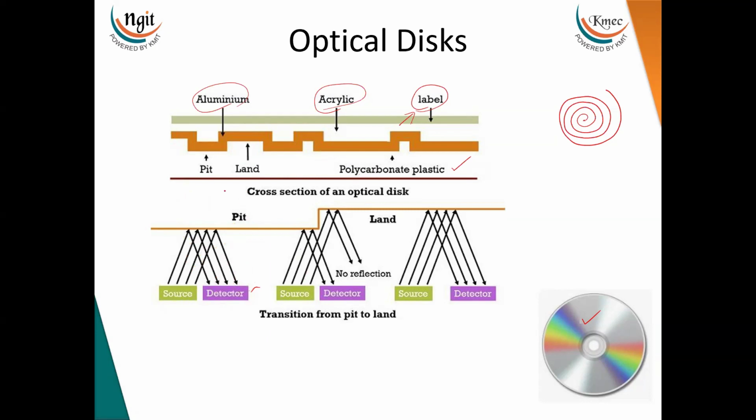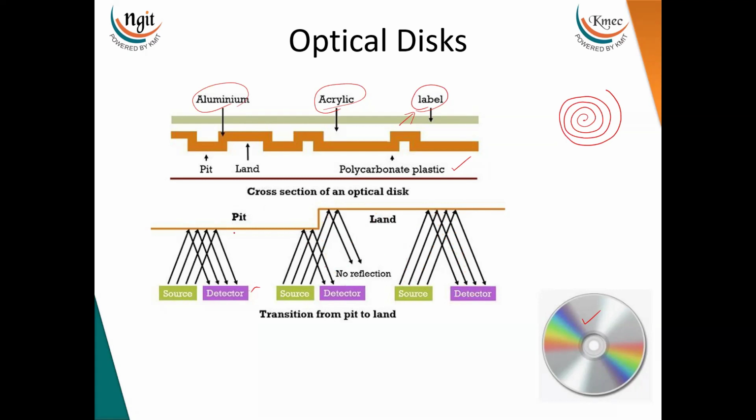Now in the case of a change from pit to land, there is no reflection, because the two beams have different phases and the beams cancel each other, so a dark spot will be received. And in the case of complete land, again solo land, the reflection takes place at that time also and the detector receives the data.